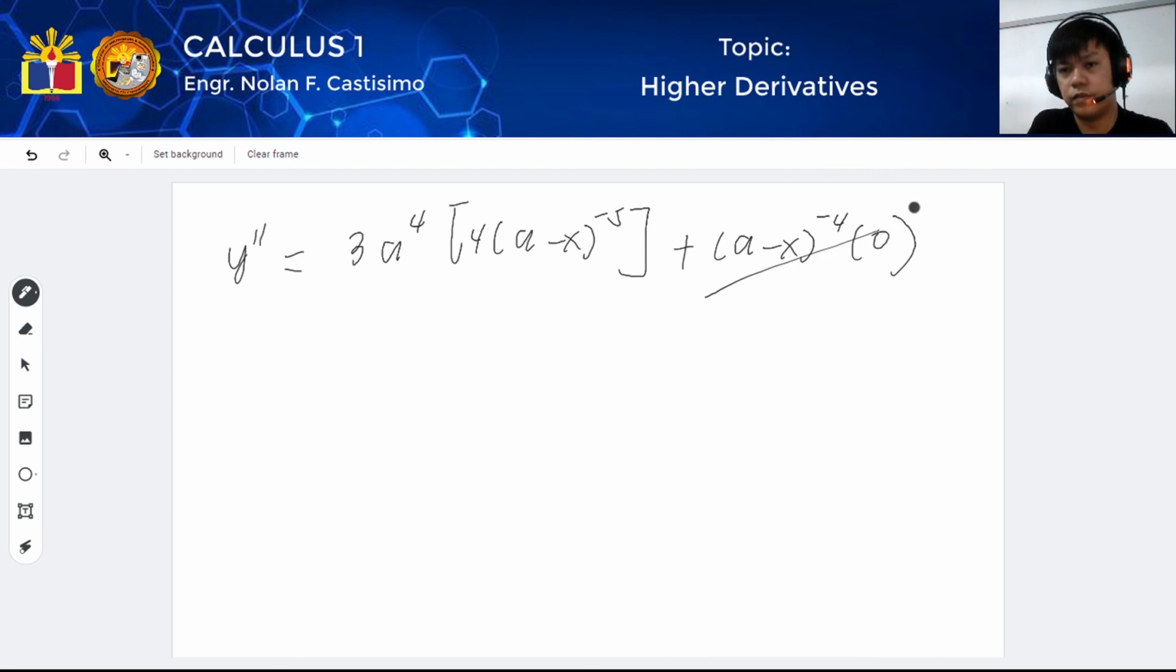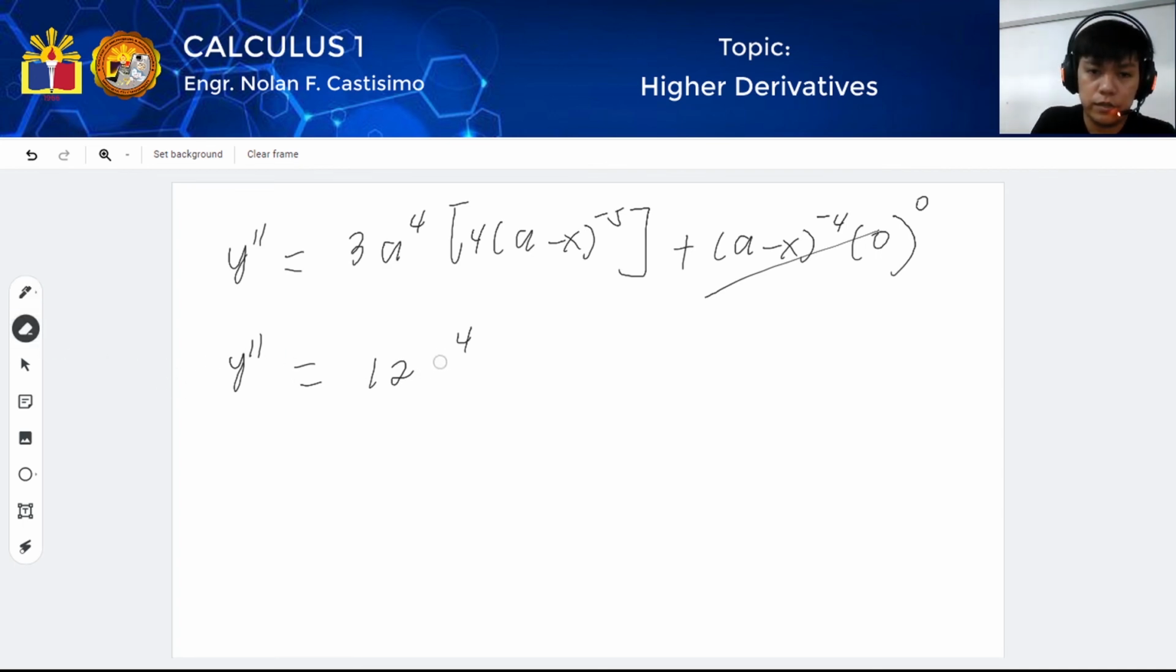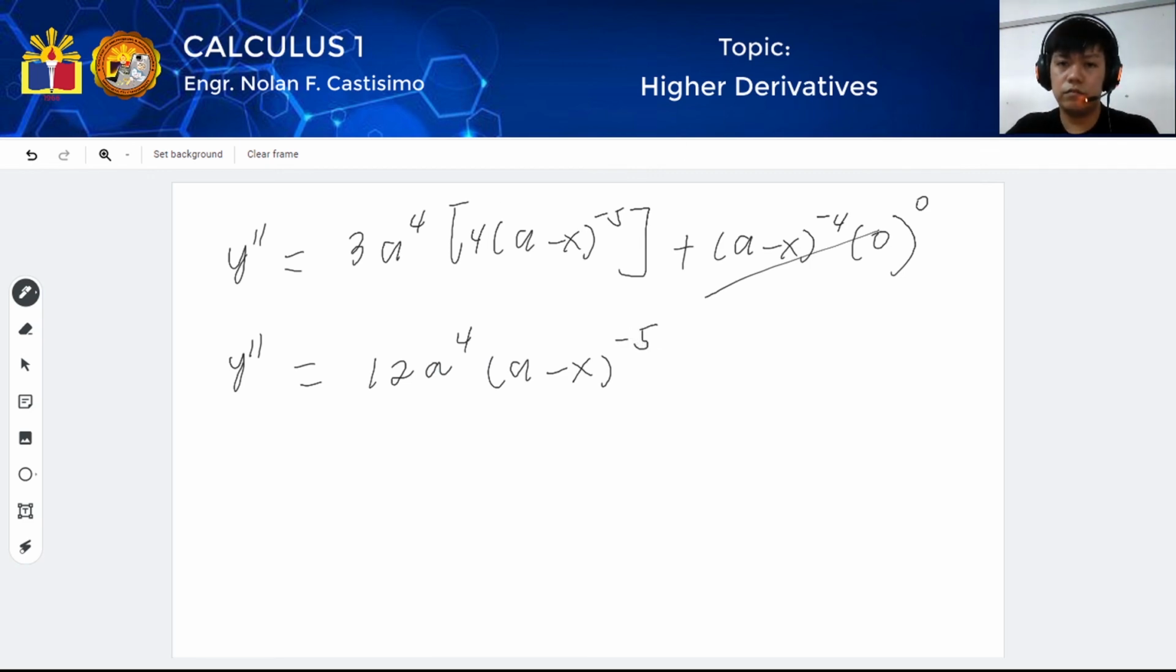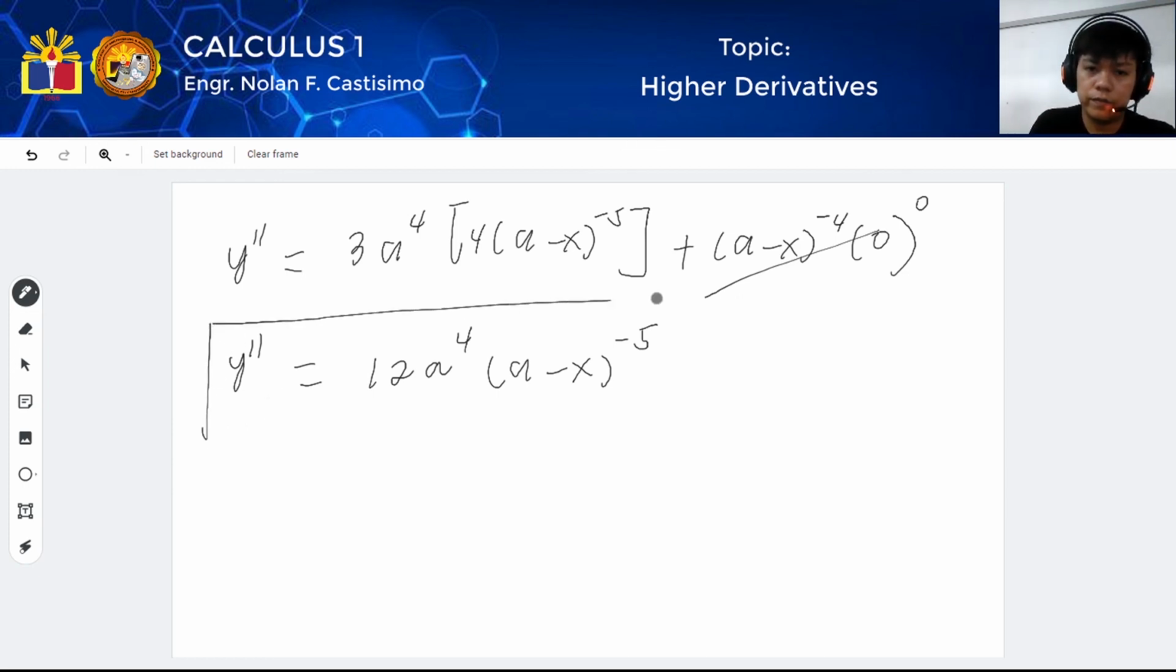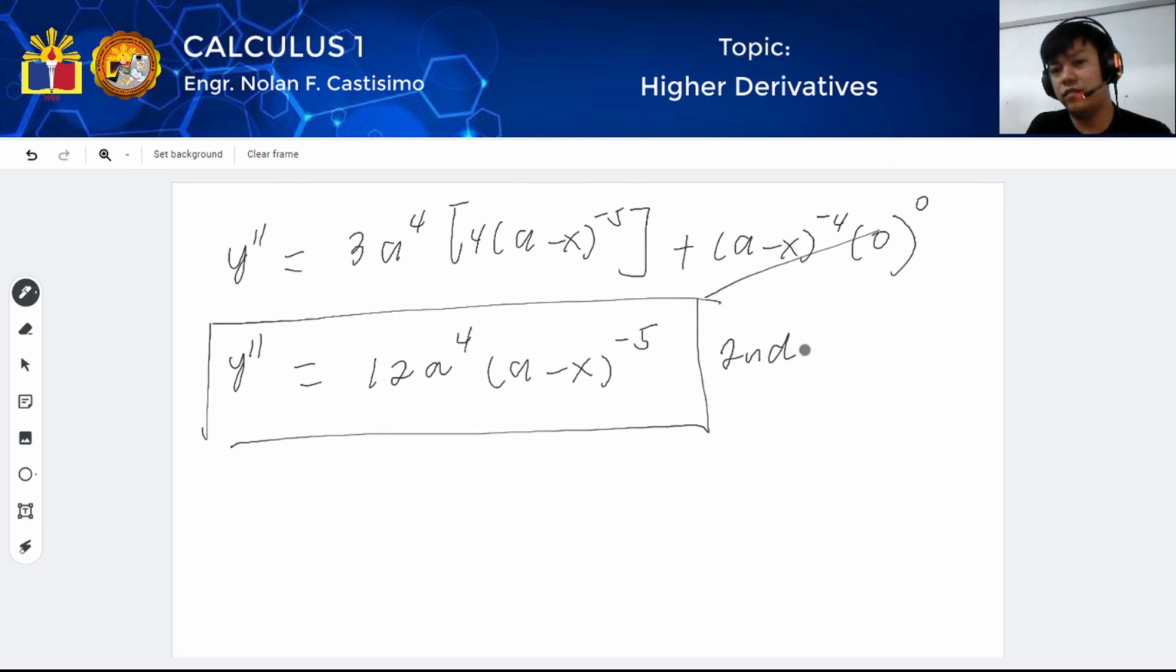Automatic, 0 na to. So, ito naman, distribute. Okay? So, we now have 3 times 4 is equivalent to 12a raised to 4 times a minus x raised to negative 5. Ayan. So, ito na yung second derivative natin. So, second derivative.